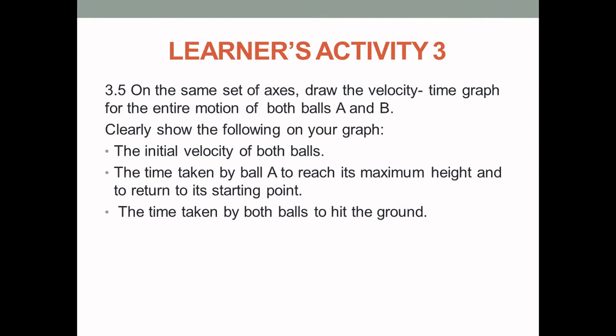3.5. On the same set of axes, draw the velocity time graph for the entire motion of both balls A and B. Clearly show the following on your graph. Show the initial velocity of both balls. Show the time taken by ball A to reach its maximum height and to return to its starting height. You need to show also the time taken by both balls to hit the ground.